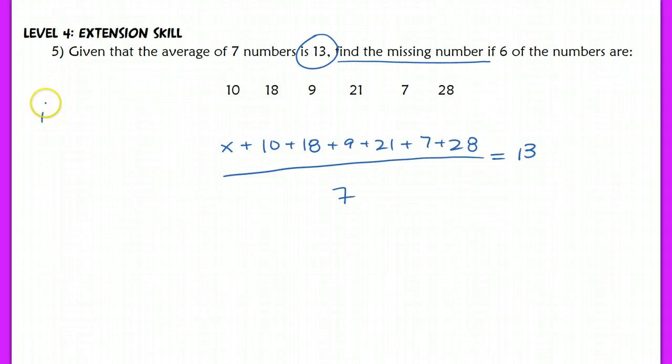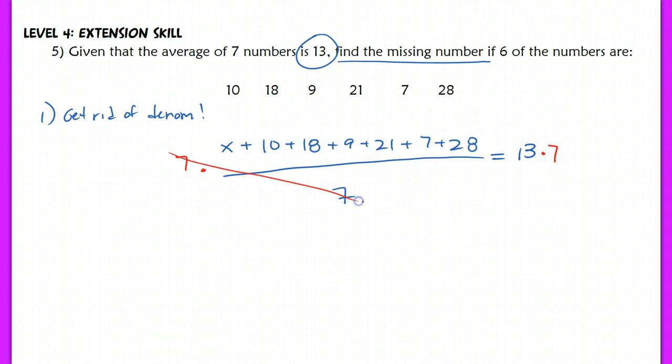We're going to start with that first step, which is to get rid of the denominator. Okay, so I'm going to multiply, and I hope you guys did this too when you practiced it on your own. I'm going to multiply by 7 on both sides. So that'll cancel, and that will leave me with 91 on the other side. And then I'm going to go ahead and add all of the like terms here. So I'm left with an equation, x plus 93.